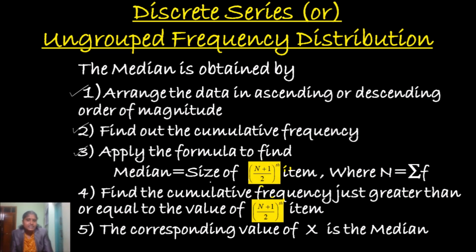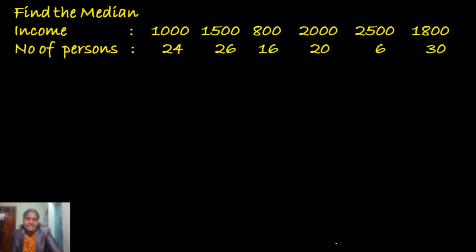Median is equal to size of (n plus 1) over 2th item. Here n represents the sum of frequencies, that is sigma f. Then you find the cumulative frequency just greater than or equal to the value of (n plus 1) over 2th item. Then the corresponding value of x is the median. This is the set of procedures we follow to calculate the median in case of ungrouped frequency distribution. Let's now move on to an example.